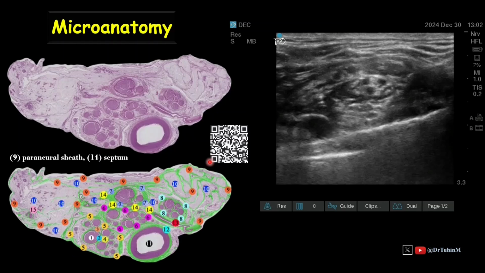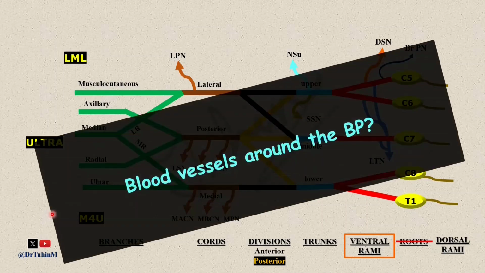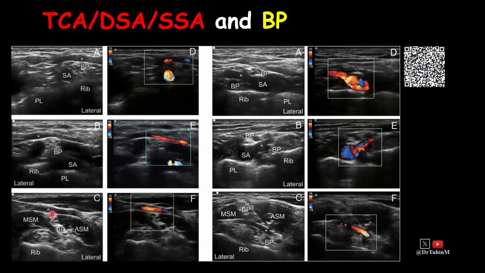Histological staining has revealed the paraneural sheath as a multi-layered network of collagen fibers interspersed with adipocytes. This sheath envelops not only the trunks and divisions of the brachial plexus, but also the subclavian vessels. The internal septum appears to be continuous with the adventitia of the subclavian vessels. Brachial plexus is highly vascular. The transverse cervical artery is more often detected compared to the dorsal scapular or suprascapular artery.